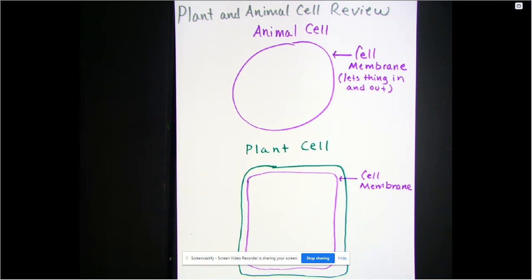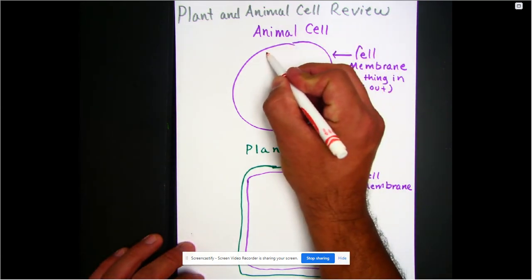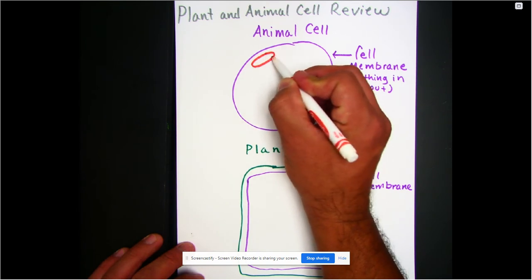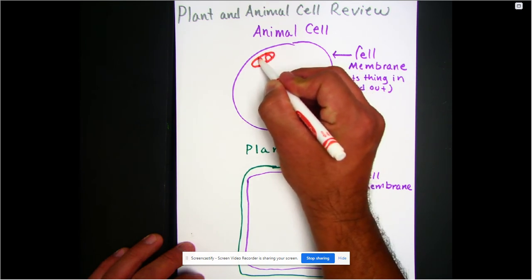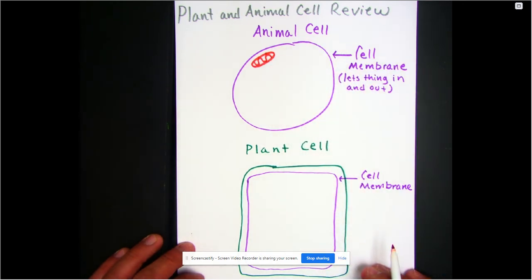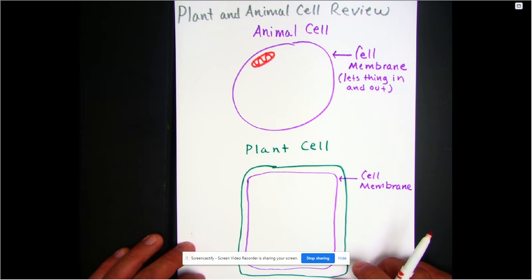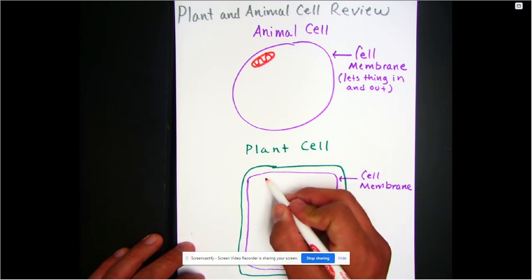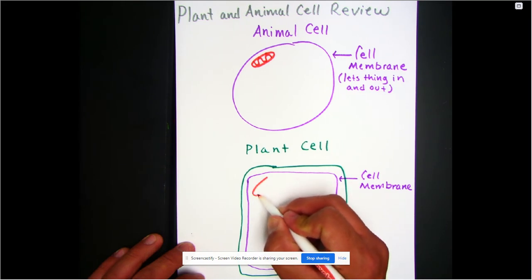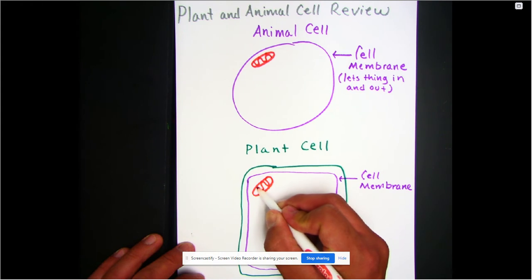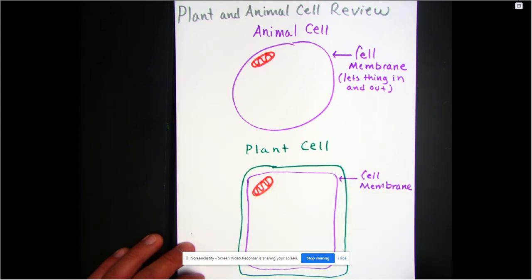All right, so the next organelle that I want you to draw is going to be a small bean, and then it's going to have a squiggly line that goes through it. Okay, so you're going to draw it up here for the animal cell, and you're also going to draw it for the plant cell. Again, just a small bean shape, and it has a squiggly line inside of it.